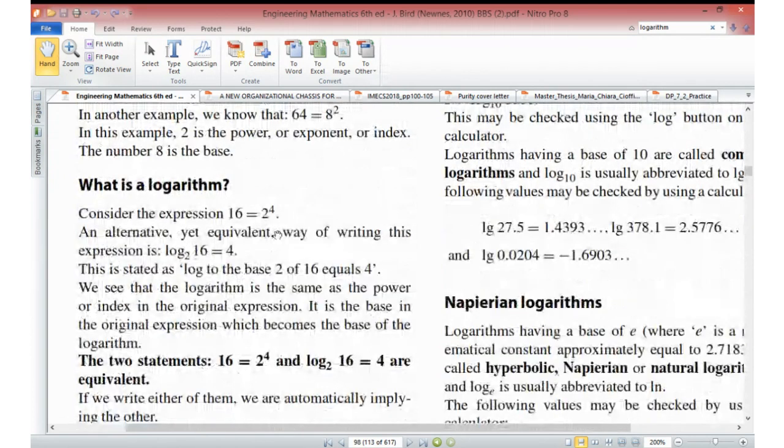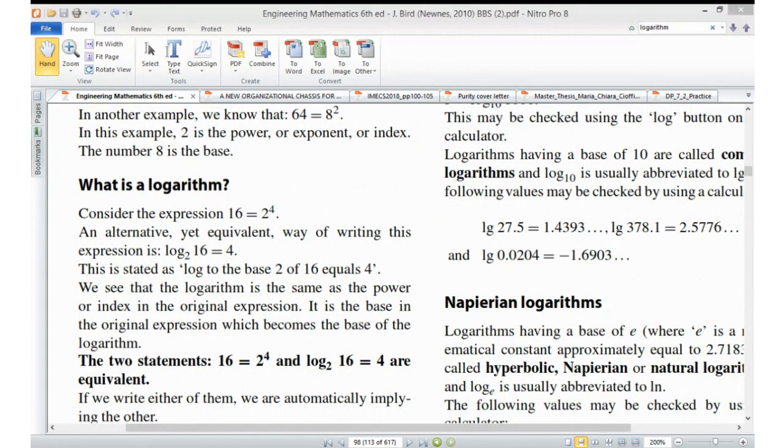Consider that expression in index form. 16 is equal to 2 power 4. We've known how that is expressed. So how do we make use of logs to re-express this?